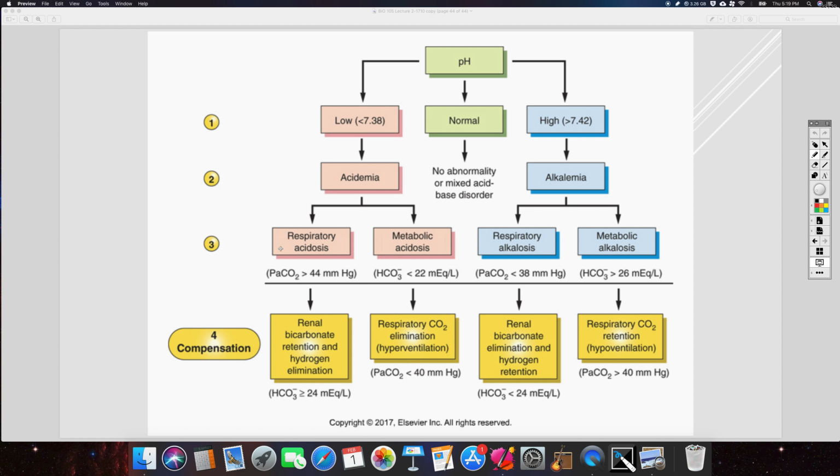When somebody has a respiratory problem, whether it's acidosis or alkalosis, you compensate with the kidneys. If you have a metabolic problem, you compensate with the lungs. Again, respiratory problem, you compensate with the kidneys. Metabolic problem, compensate with the lungs. That's why people who have diabetic ketoacidosis, a type of metabolic acidosis, hyperventilate. They have those characteristic respirations because they're trying to blow off acid. You're compensating with the lungs.